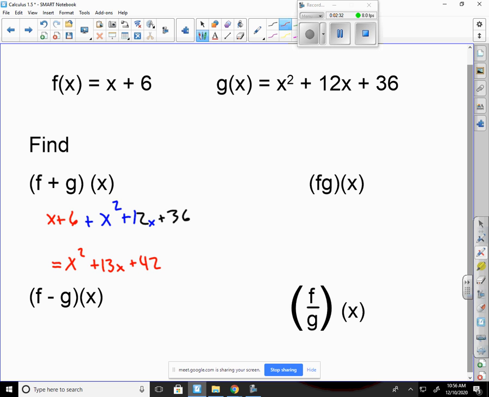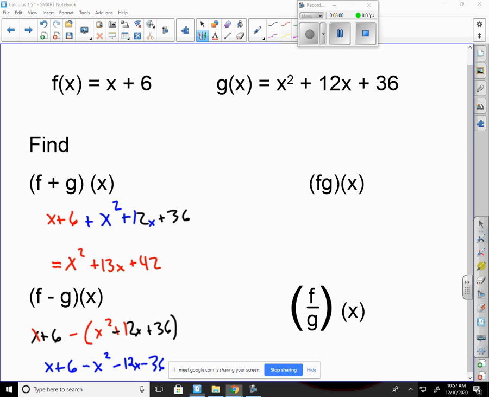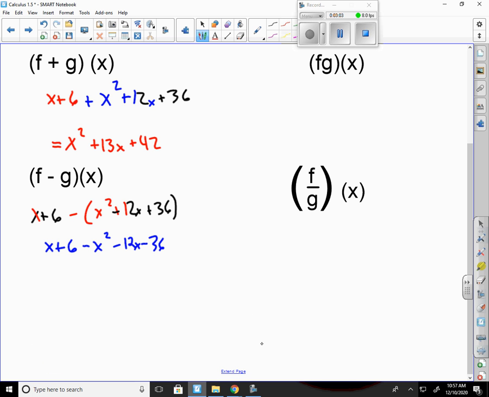If I subtract it, it's basically the same thing, but with subtraction. The only difference here is I have to remember to distribute my negative to all of the terms in g of x. So distribute that negative to each one of those. Give me x plus 6 minus x squared minus 12x minus 36. Combine our like terms again. I have negative x squared minus 11x, and then 6 minus 36 gives me negative 30.